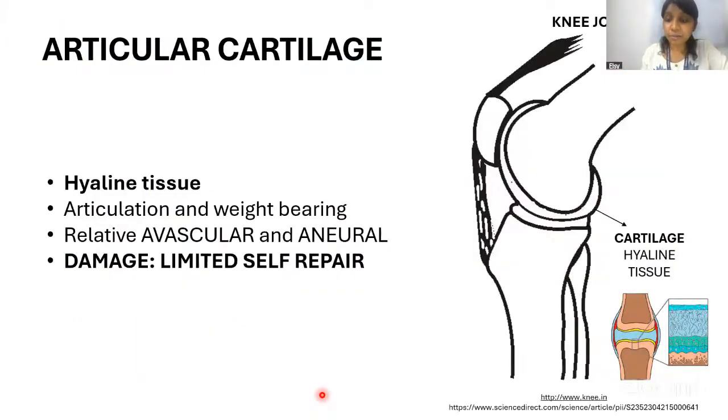So the main target is our articular cartilage, which is a specialized tissue, hyaline in nature, and plays a pivotal role because of its articulation and weight-bearing properties. However, being relatively avascular and aneural in structure, it has limited self-repair capabilities, thereby requiring adjuvant therapies for treatment.